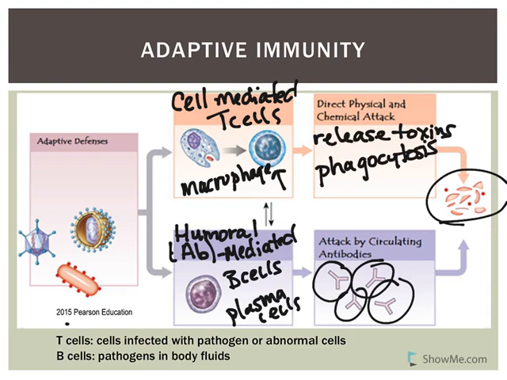Now, a couple things to make a note of. What you see down here is the humoral immunity. Humor has to do with tissue fluids. The B cells will kill pathogens that are in body fluids, but T cells attack infected cells, cells that have been infected with a pathogen, or abnormal cells. So there's a difference.